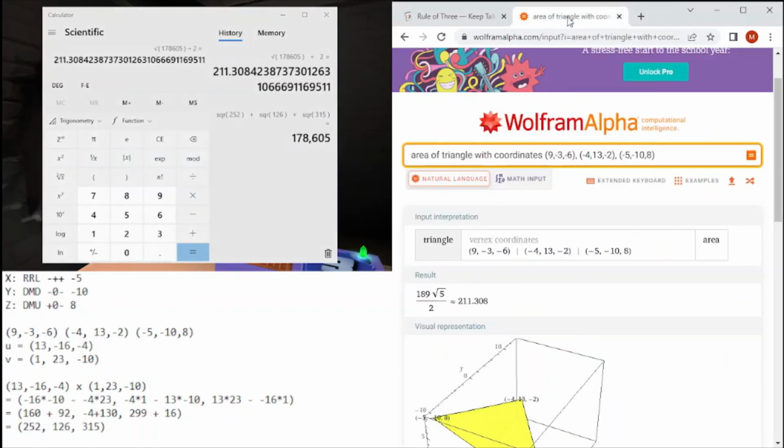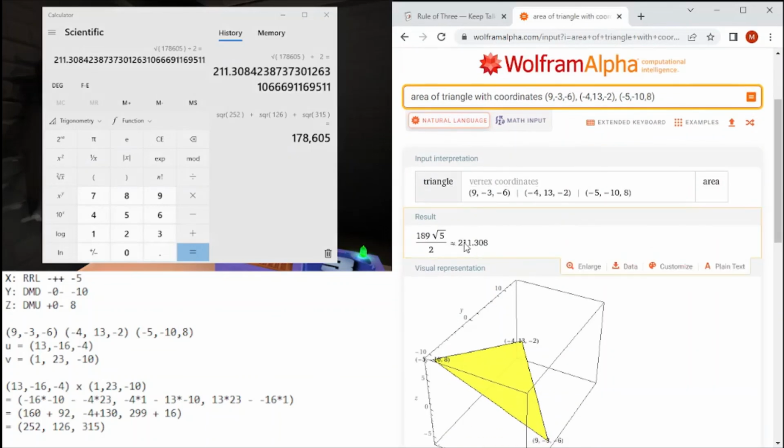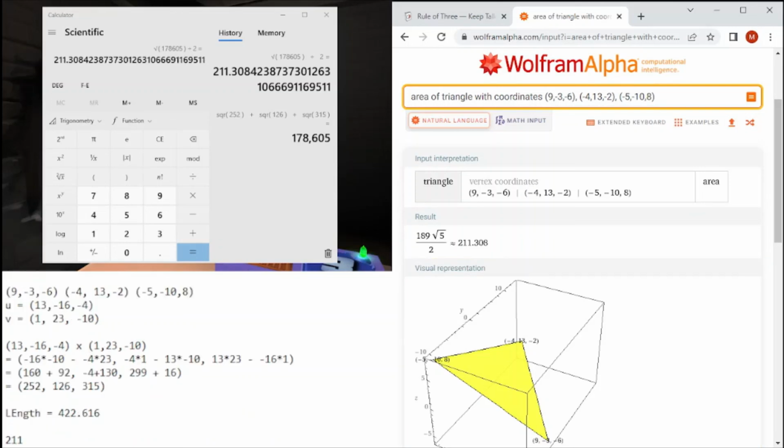And in fact, if we look back at our Wolfram Alpha cheaty way of doing things, there's the same number, 211.308, gotten to with a lot less work on our part. But there you go. That is how you can solve this module both fully by hand and with a little bit of computer assistance. That choice is obviously fully up to you.